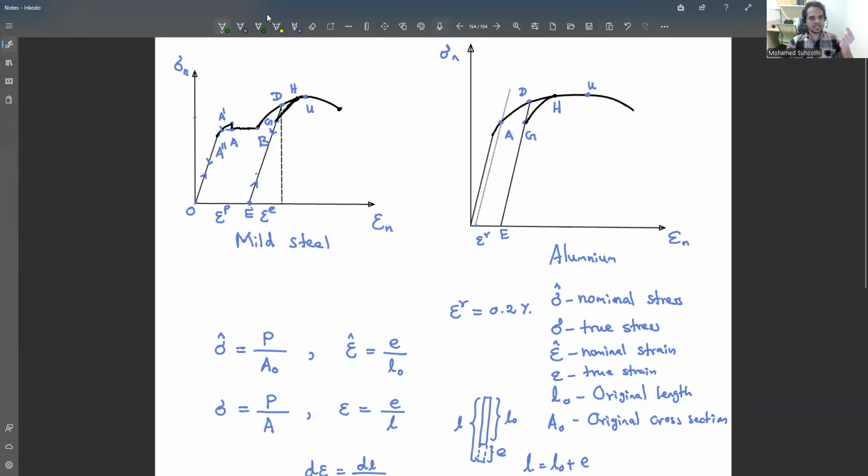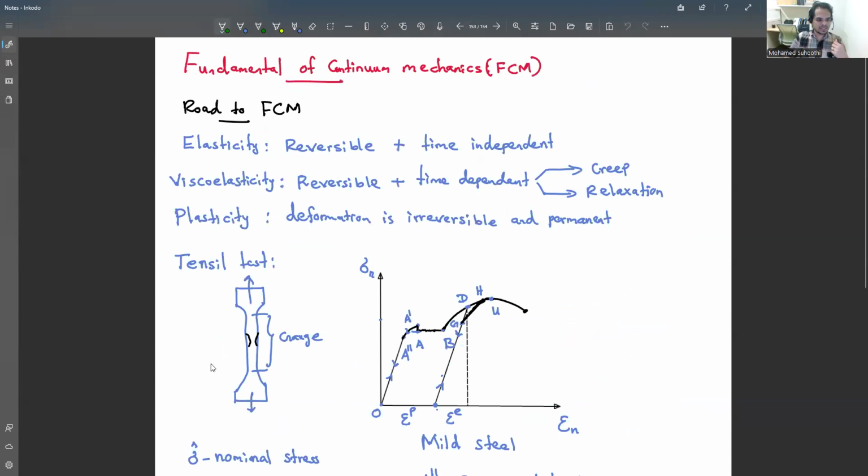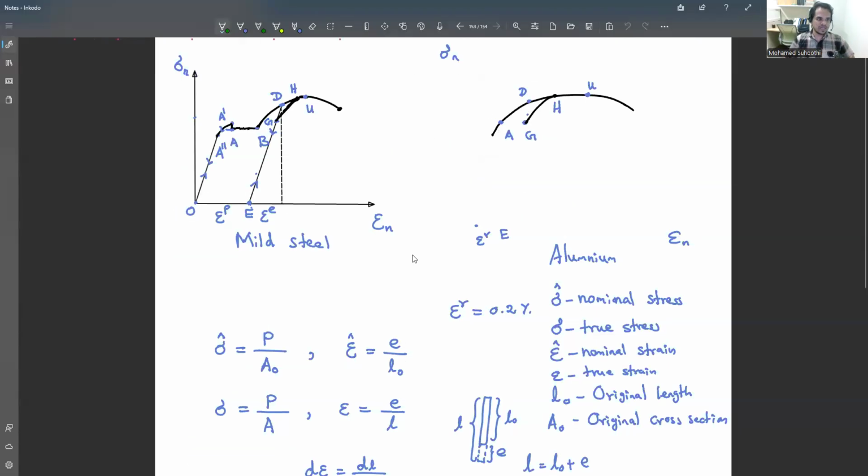After reaching point D, I told you, after that the necking will take place. So therefore, there's a large reduction between the initial cross section and the final cross section. So therefore, after this point, there will be a significant difference between true stress and nominal stress, right? So if you plot true stress here, the graph will be like this, right? Okay. So the graph will be like this.